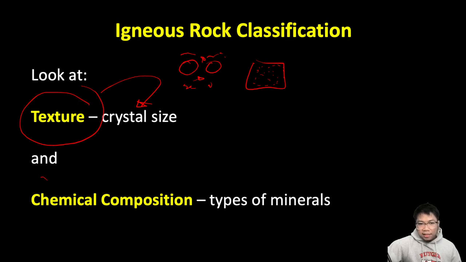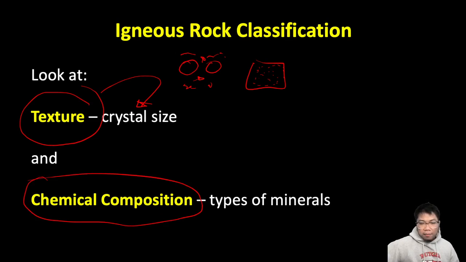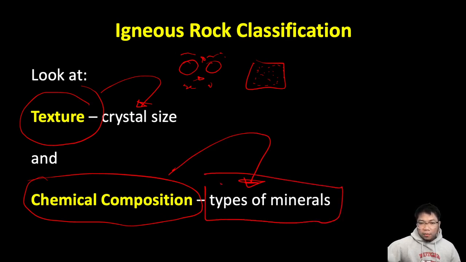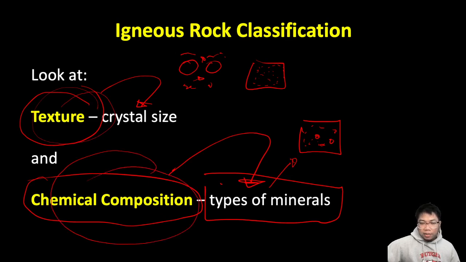And the second one is the chemical composition of the rocks. The chemical composition of the rocks is actually reflected by the mineral assemblages that we find within the rocks itself, so what kind of minerals we have within the rocks. And the combination of texture and chemical composition would tell us the name of the igneous rocks.